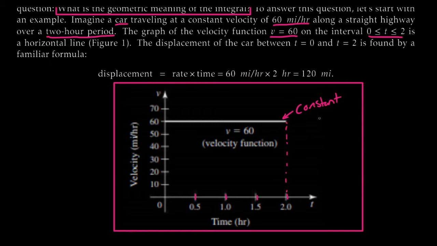Notice something. The displacement of the car, how far we've traveled in total, is found by a familiar formula. We can just go, oh, how far did I drive in total? Well, how fast was I going and how long did I drive? It's rate times time. So 60 miles per hour times 2 hours, you can see the hours canceling out and you just get 60 times 2 miles. 120 miles is how far I went.